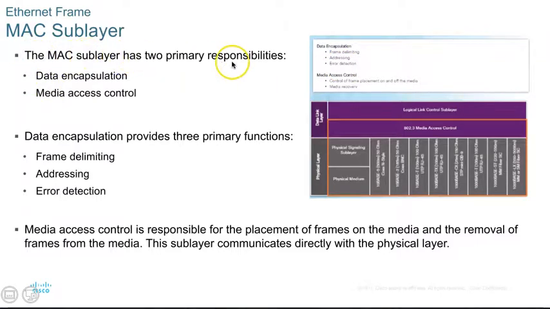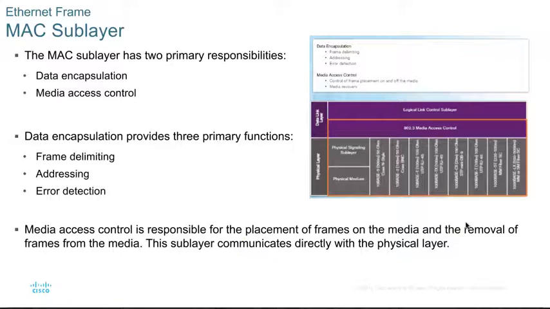Looking at an Ethernet frame, you can clearly see here that the MAC sublayer, like I said before, has two primary responsibilities. They're right here. One is encapsulation, and we talked about encapsulation in the network layer, and the other one is media access control. What happens in the encapsulation process? You can see here, encapsulation is in charge of framing, addresses and error detection. All right. The media access control, on the other hand, is responsible for placement of frames on the media, and the media means the cable, and taking them off the cable.